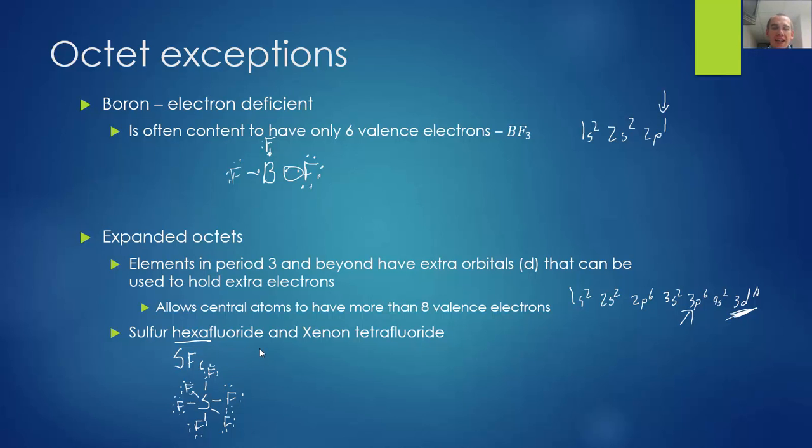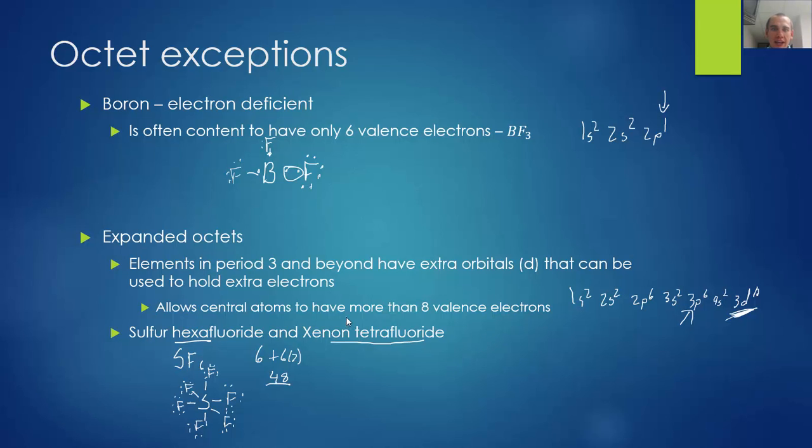But sulfur has 6 valence electrons, fluorine has 7, and I have 6 of those, so that's 48 valence electrons to place. Well, every fluorine has 8 when we include the bond. There's 6 fluorines, so there's all my 48 electrons. So it works. Xenon tetrafluoride is a little bit different.